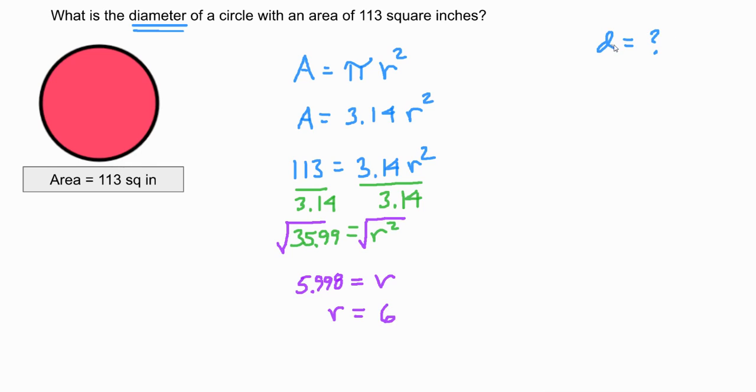And we remember now that we need to know the diameter. So the diameter is 2 times the radius. So the diameter equals 2r equals 2 times 6. The diameter is equal to 12.